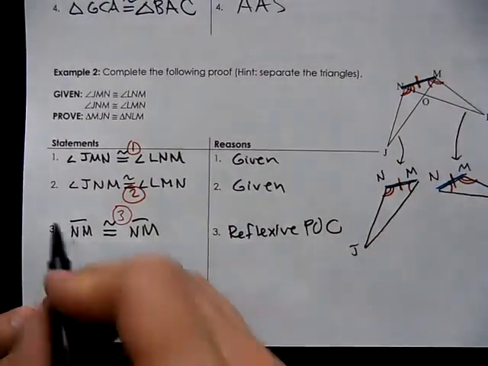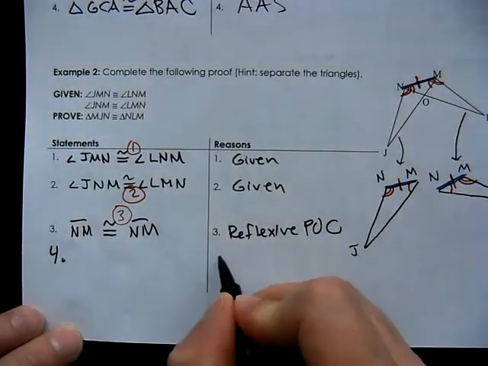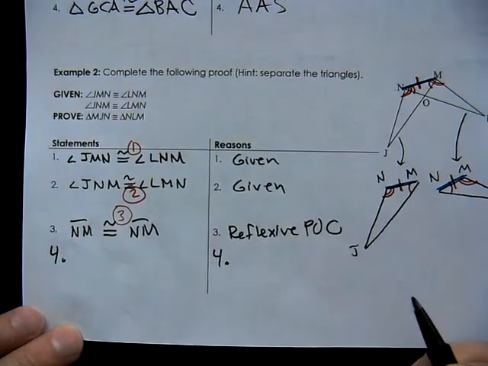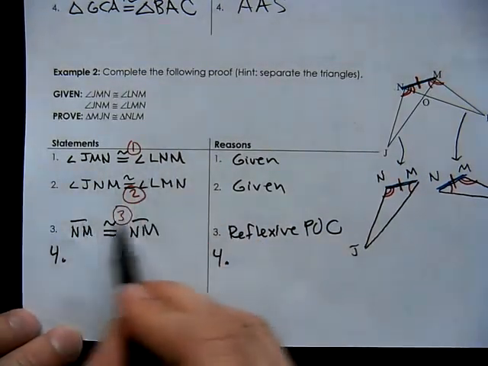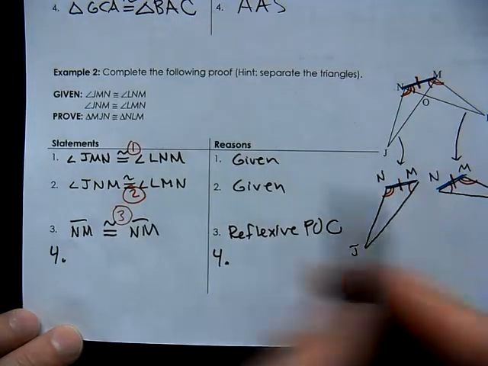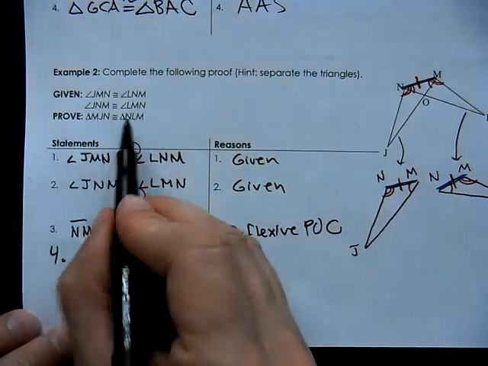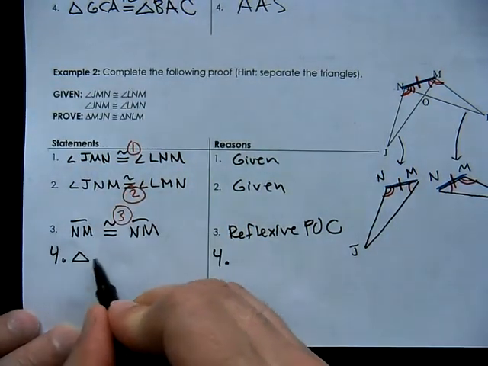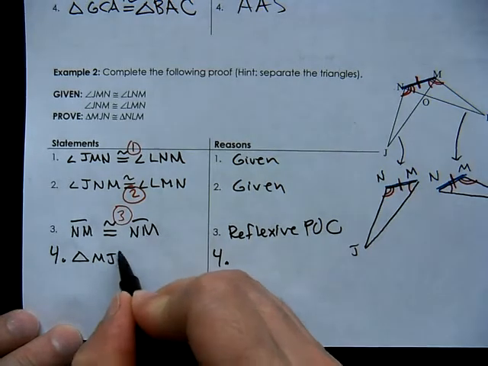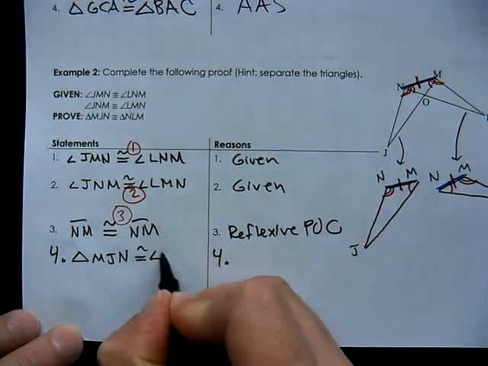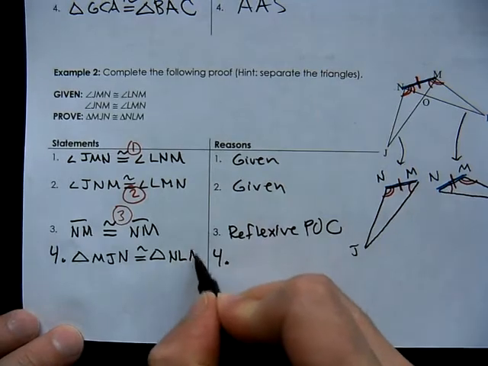But we ran out of lines. No worries, just add as many lines as you need to get the proof done. And we have our 3 pairs of parts, so that's how we know we can stop looking for more parts, and we can just declare that the triangles are now congruent. So triangle MJN is congruent with triangle NLM.